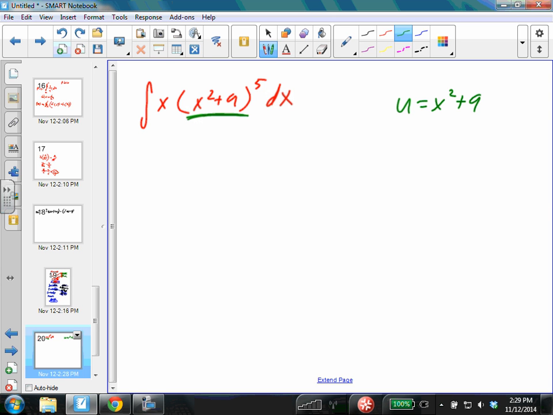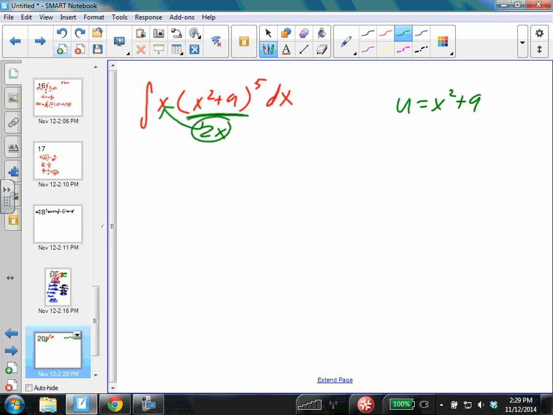Well, what's the derivative of this inside piece right here? The 2x. Well, look what you have right out front right there. You have an x. Now, the fact that the 2 is not there, I just want to go ahead and point this out right now. The fact that the 2 is not there is completely meaningless, okay? Because whenever we start working through this process, do we really need the 2 to cancel out?